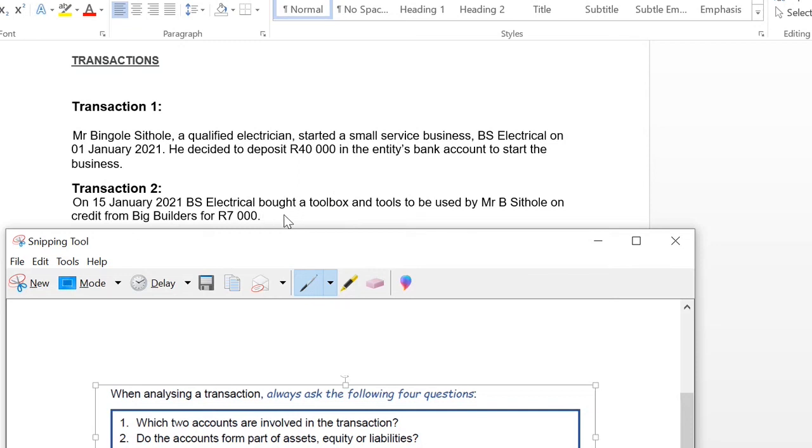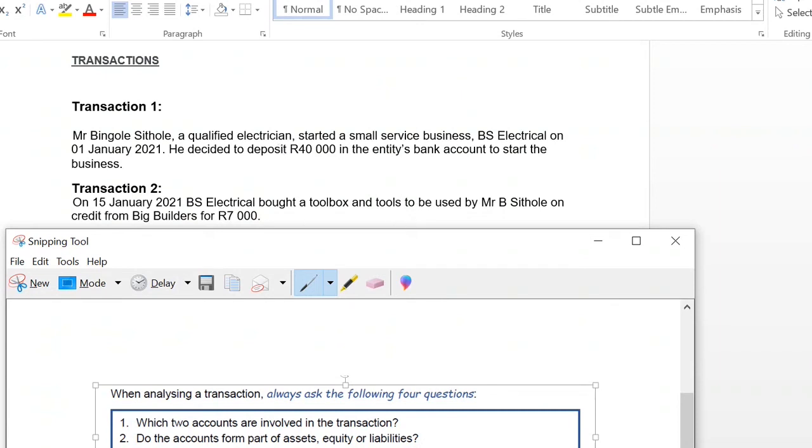So when you determine what the two accounts are, you need to put yourself in the shoes of the business. Who am I? Oh, okay, I'm an accountant, a bookkeeper of BS Electrical. So we, as BS Electrical, what are we doing? Are we buying or paying? We're buying toolbox and tools, which is an asset that will be used for the owner to provide a service to his customers.